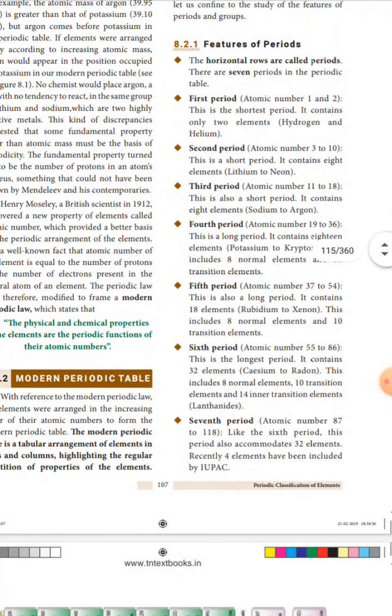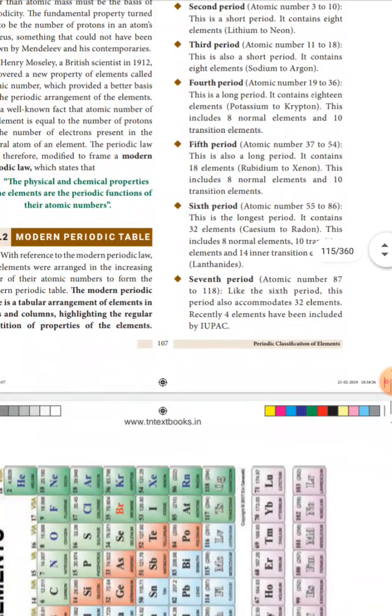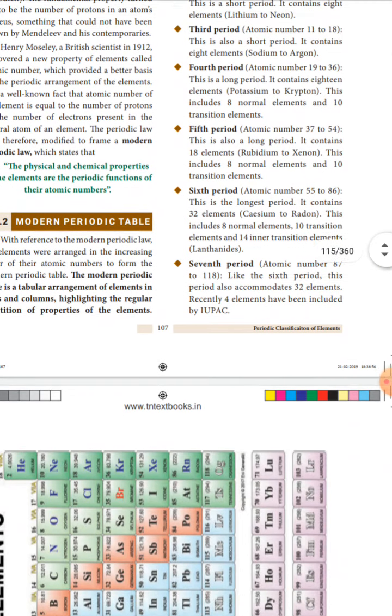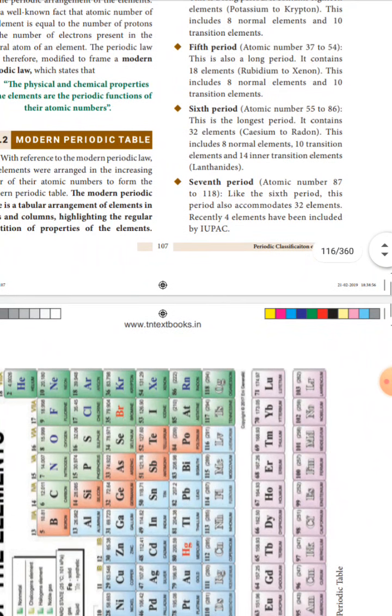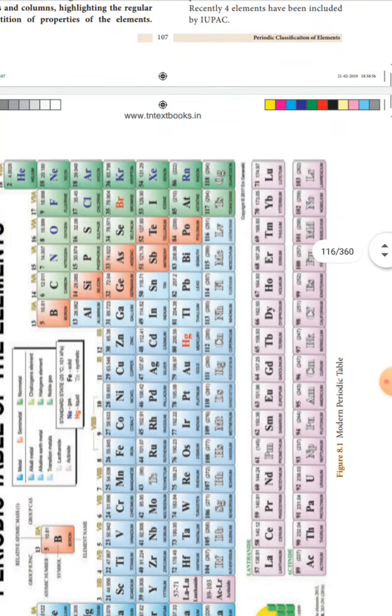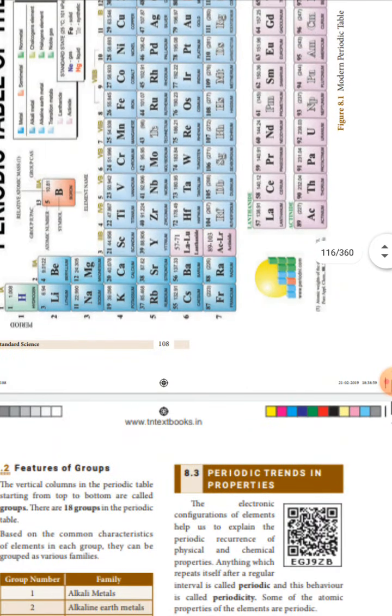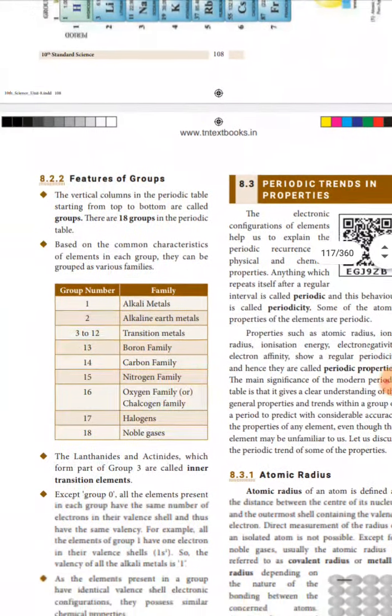So the first period is the shortest period, the second and third periods are short periods, the fourth and fifth periods are long periods, and the sixth and seventh periods are longest periods. Sometimes the seventh period is also called an incomplete period, because only new elements that are going to be discovered will be included in it. Then next, features of groups.